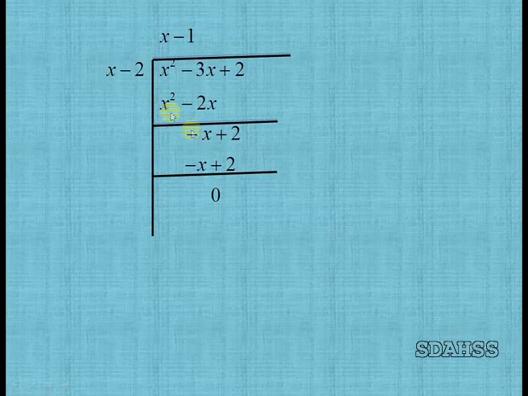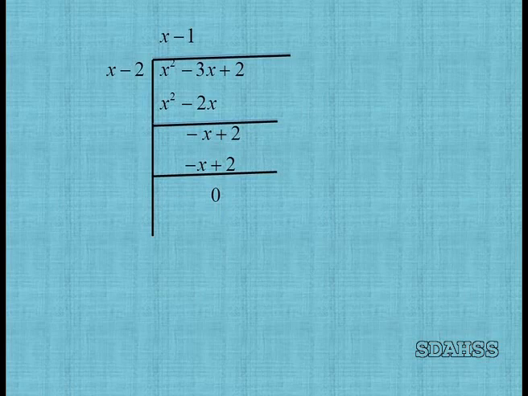Again compare and divide. Minus x divided by x, minus 1. Multiply the whole expression by minus 1. So minus 1 into x, minus x. Minus into minus, plus 2 into 1, 2. Change the sign. If you change, this becomes plus, this becomes minus, so cancel, 0. Now the remainder is 0. Now we got the GCD.